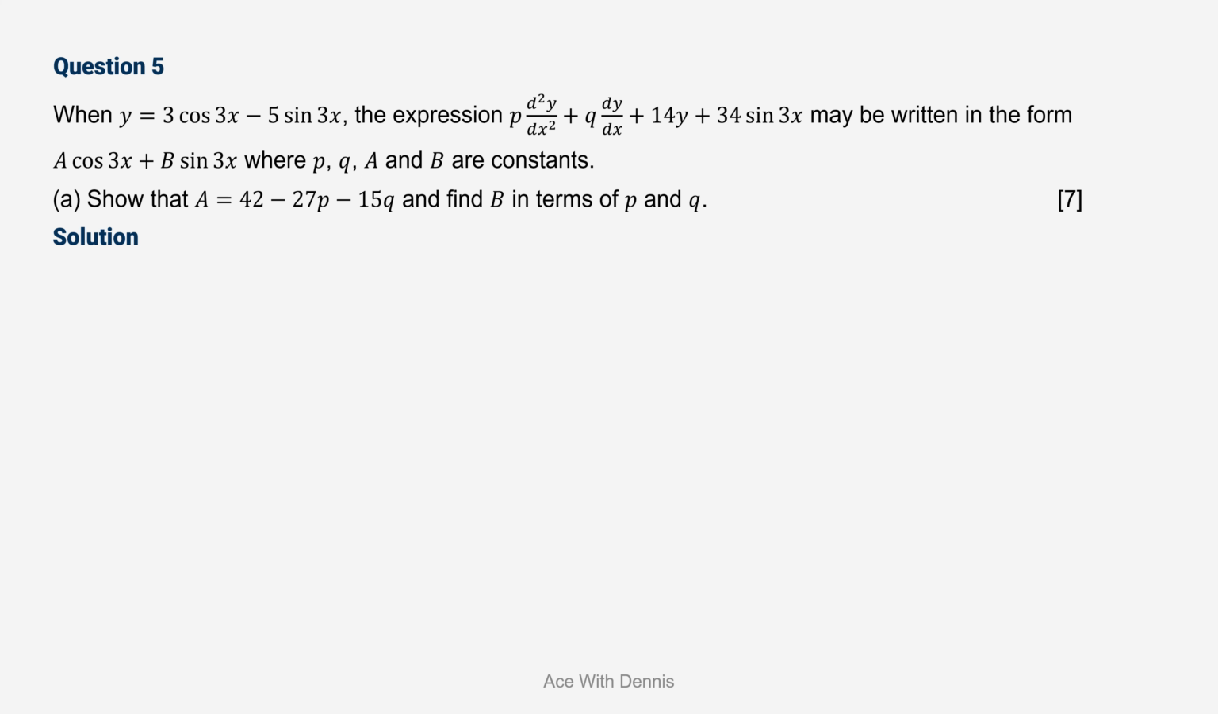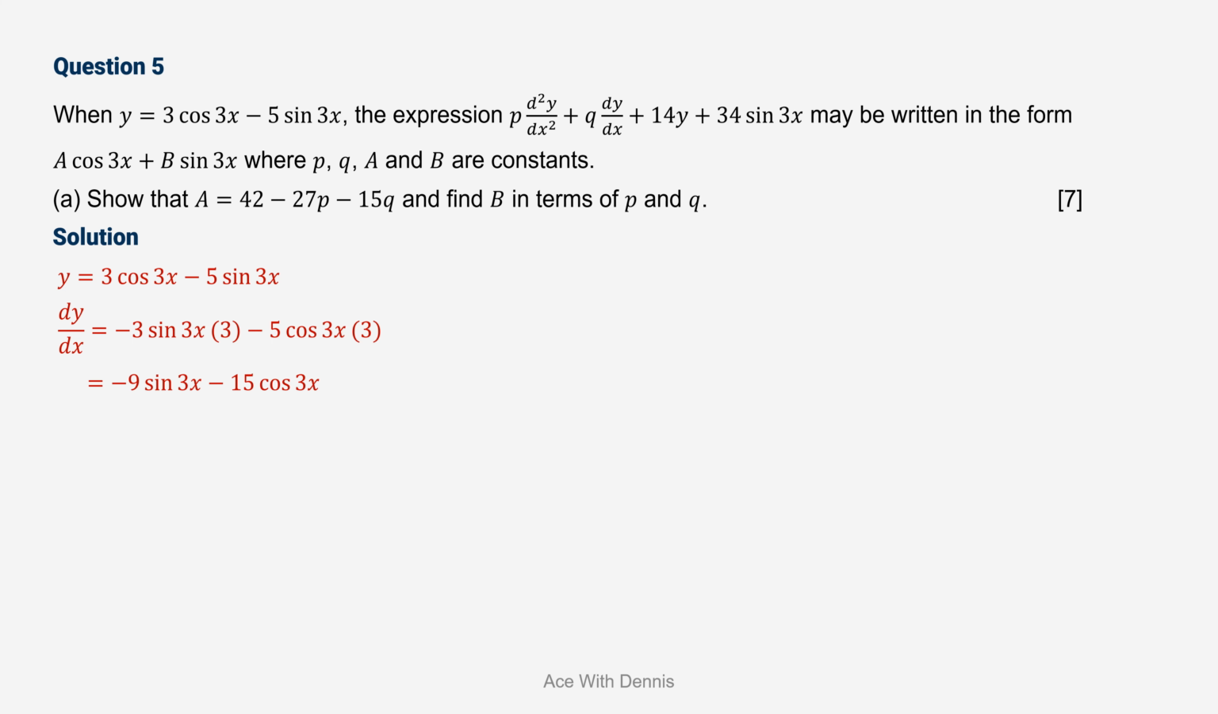So here's the solution for this question. Given the equation y equals 3 cosine 3x minus 5 sine 3x, we can differentiate this equation. We get dy over dx equals negative 3 sine 3x times 3 minus 5 cosine 3x times 3. Then simplify, we will have negative 9 sine 3x minus 15 cosine 3x.